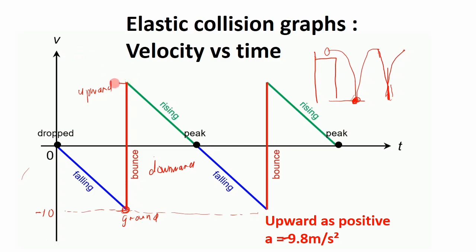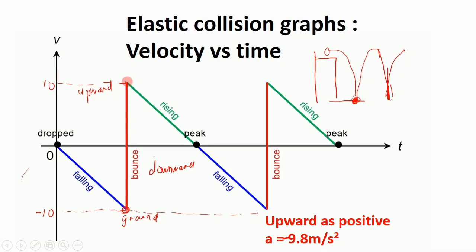This indicates that after the bounce there was a change in direction, but the velocity with which it hit the ground, that 10 meters per second, will be the same velocity with which it leaves the ground. Why? Because this is an elastic collision and there is no loss of kinetic energy, meaning the velocities will be equal. The same velocity it hits the ground with is the same velocity it leaves the ground with.